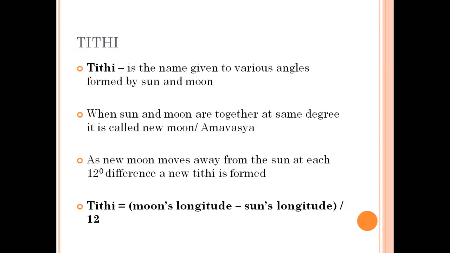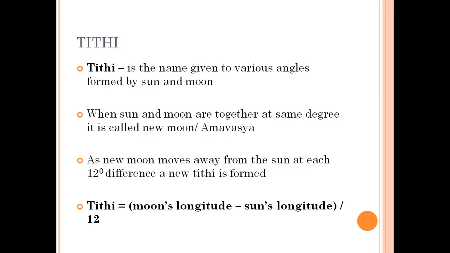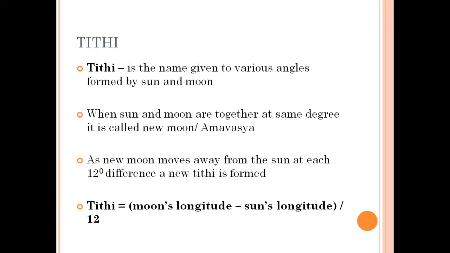Fine. Now let us see what is Tithi. Tithi is the name given to various angles formed by the sun and moon. When sun and moon are together at the same degree, it is called new moon or Amavasya. As the moon moves away from the sun at a 12-degree difference, a new tithi is formed. For example, if the moon is at a 12-degree difference forward from the sun, we call it Prathama tithi. And if the moon is at 24 degrees forward, we call it Dvitiya. Like that. If you want to find out a tithi, the formula is the moon's longitude minus the sun's longitude, divided by 12.